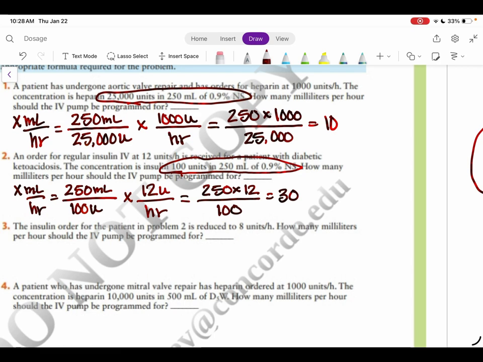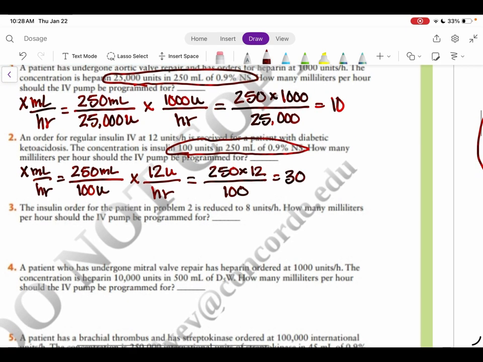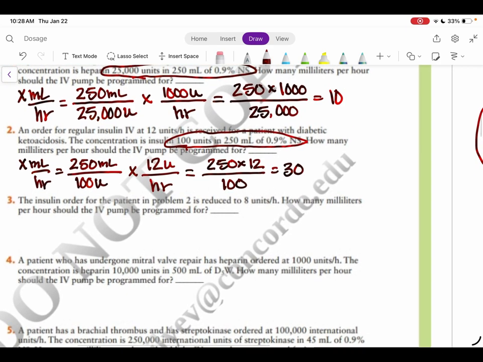Number 3, insulin order for the patient in problem 2 is reduced to 8 units an hour. How many milliliters per hour should they be pump reprogrammed for? So we do the exact same thing that we just did for number 2. We're gonna set it up the exact same way, with the exact same bag, because we still have a bag that's full of insulin. Why would we change it? Only thing that's changed is our order.